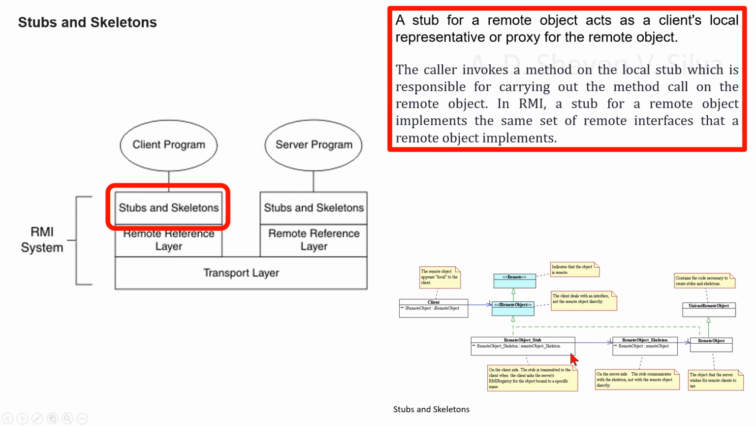On the client side, the stub is transmitted to the client when the client asks the server's RMI registry for the object bound to a specific name. And here you can see the remote object skeleton. On the server side, the stub communicates with the skeleton, not with the remote object directly. You can see the remote object here, the object that the server wishes remote clients to use. And here you can see UnicastRemoteObject contains the code necessary to create stubs and skeletons.